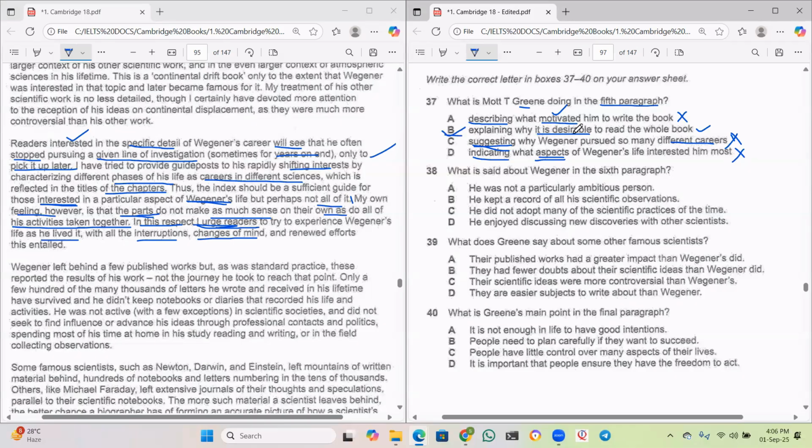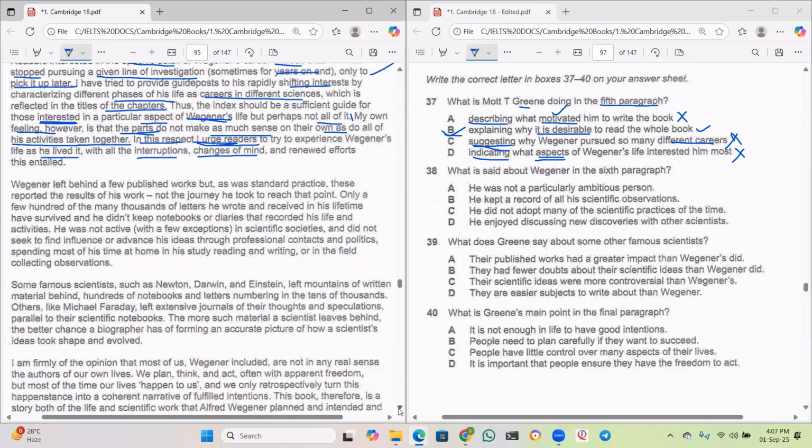Because explaining why it is desirable to read the whole book. Why is it desirable? Because the index should be a sufficient guide for those interested in a particular aspect of Wagner's life, but perhaps not all of it. My feeling is that the parts do not make as much sense as the whole of his activities taken together. So he's urging the readers to try to experience his life, because that would be interesting. This is the reason why it is desirable to read the whole book. So 37 should be B, and let's move to the next one.